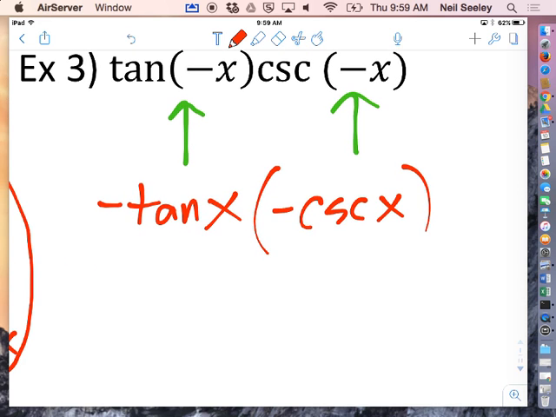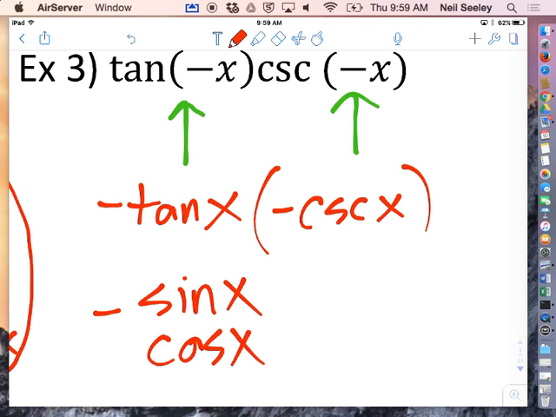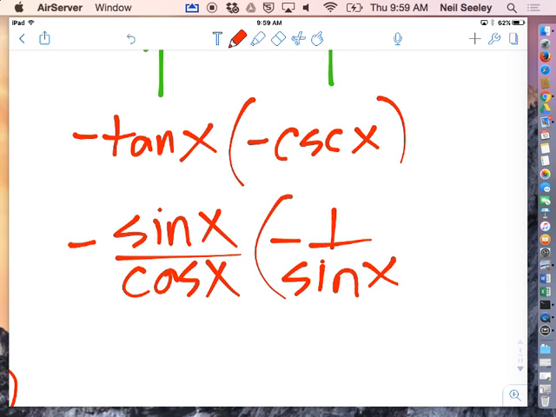And when you do that, after that identity, it's back to the game we just played. Make it sine and cosine, then see if something happens. Go have fun, cancel stuff, see what goes on. Negative sine over cosine, cosecant, negative 1 over sine. If you mix them up, just use the sheet. It's all there. You don't have to overthink it.